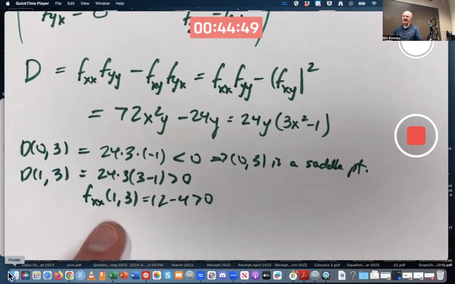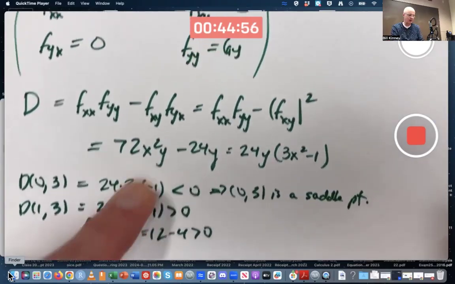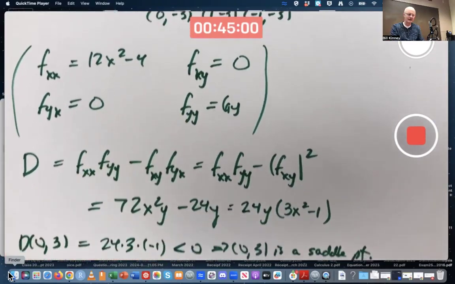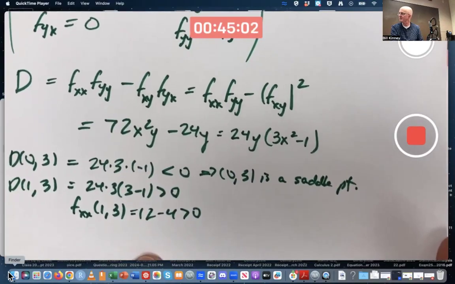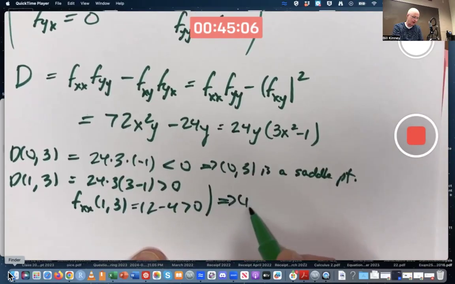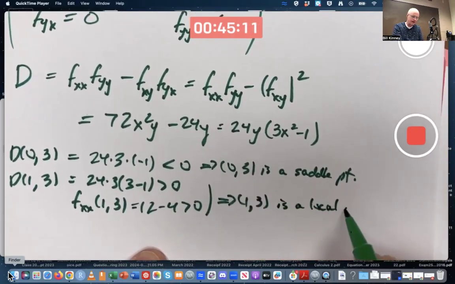You might say, well, it's concave up in just the x direction. But it turns out it'll be concave up in the y direction as well. If you had plugged this point into fyy, you also would have gotten a positive number. It's good enough to just plug it into one of them. These two things mean 1, 3 is a local min, or relative min.